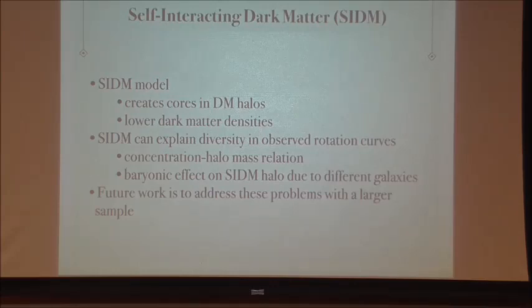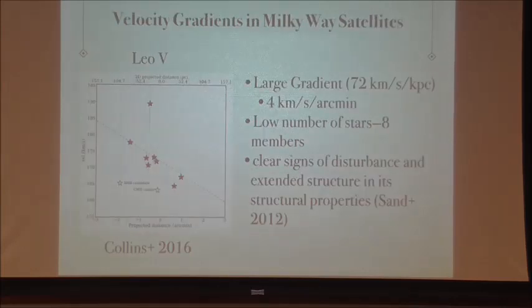Okay, so now I'm going to shift gears a little bit and go back to the Milky Way satellites. The Milky Way satellites are within the virial radius of the Milky Way halo, and they should feel a tidal effect from the Milky Way halo. The question is, how large is that, and does it have an observational effect? In a recent study of spectra of Leo 5, Michelle Collins found a very large velocity gradient within the stellar spectrum.